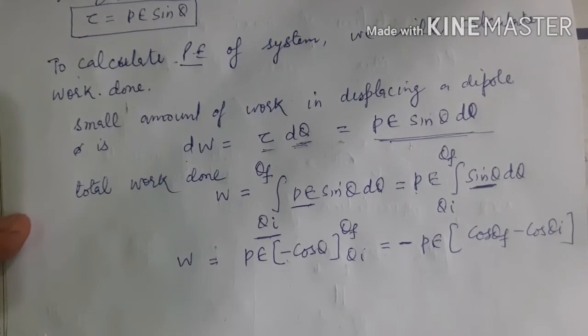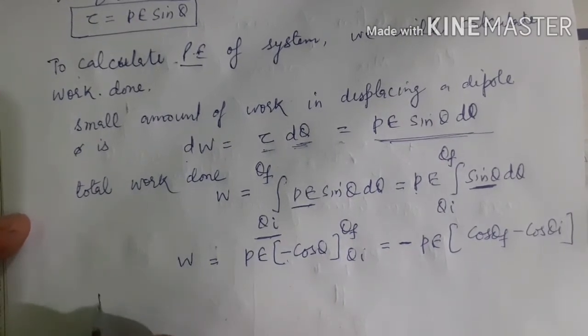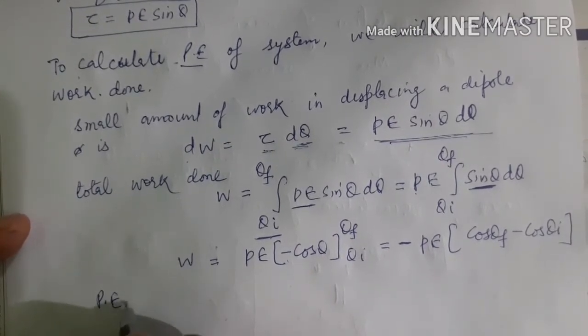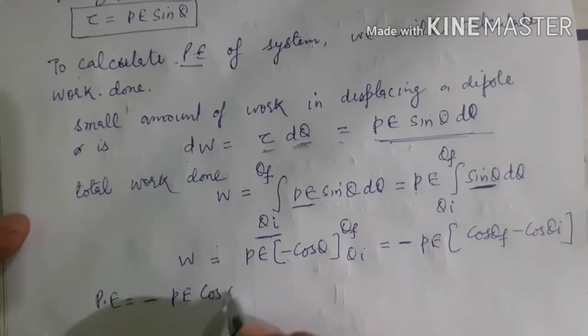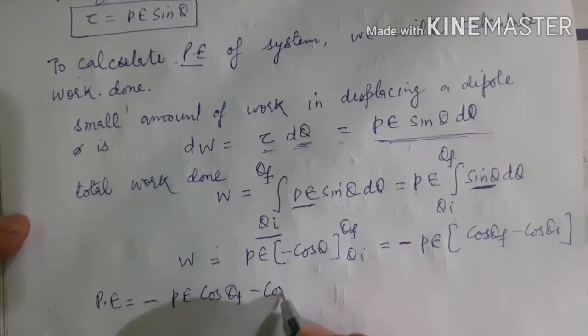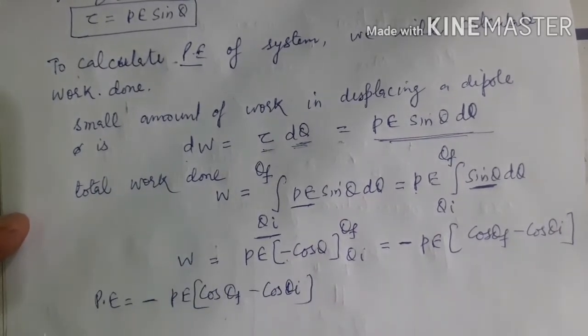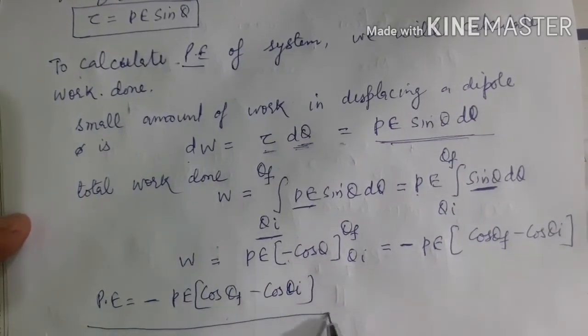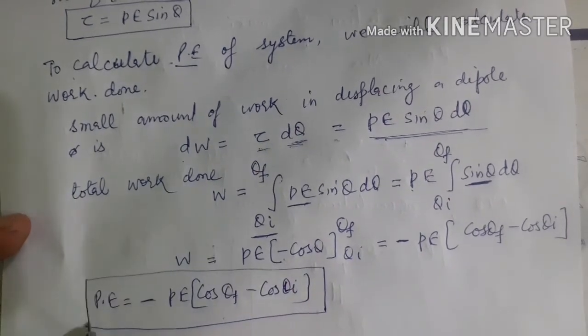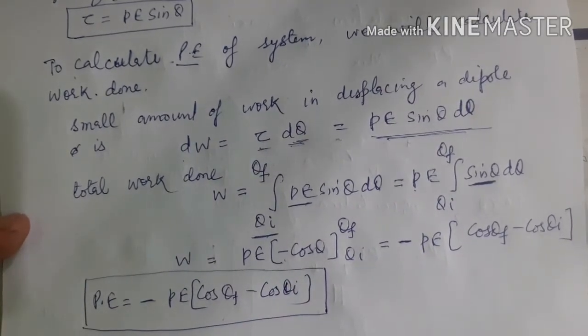We know that whatever work we have done is stored in the form of potential energy, or it counts as potential energy. So the potential energy of the system is equal to minus PE times cos theta final minus cos theta initial. So this is your potential energy of the dipole when placed in a uniform electric field.